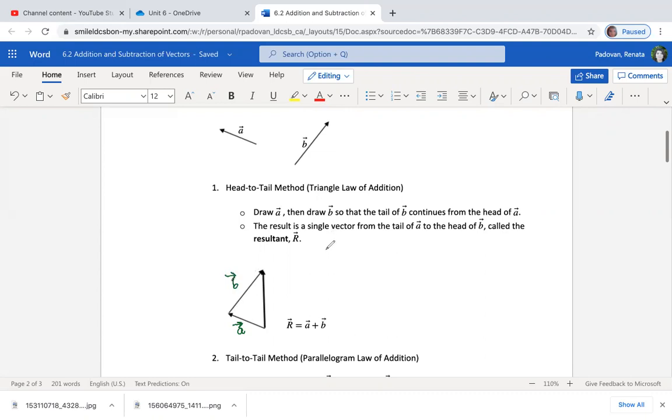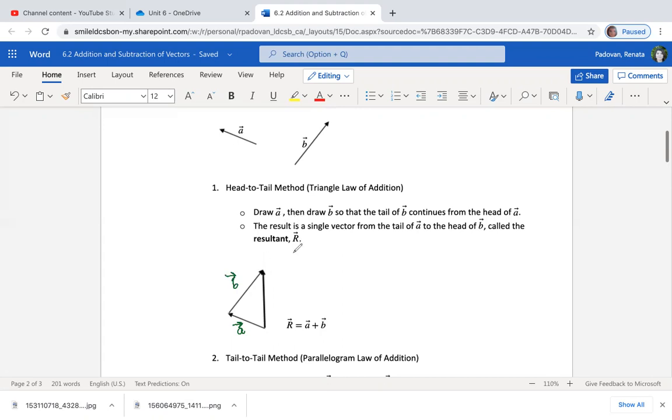So now let's follow what the instructions are saying. Draw vector A. I copied out vector A for you, exactly the same in length and direction. Then draw vector B, but here's the catch: the tail of B, the beginning of B, continues from the head of A. So here's your starting point. You draw one vector, keep your pencil there, and from that head, the endpoint of the first vector, you start the other vector and draw it, and that would be the endpoint, or head, of the second vector.